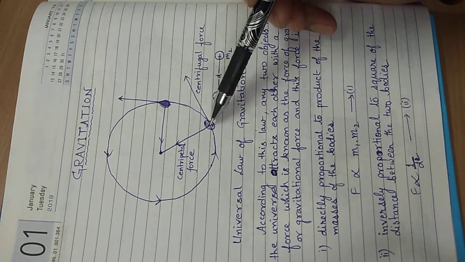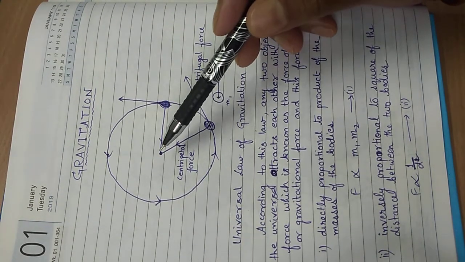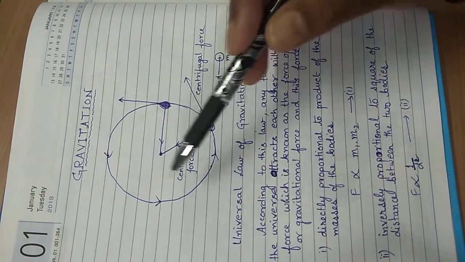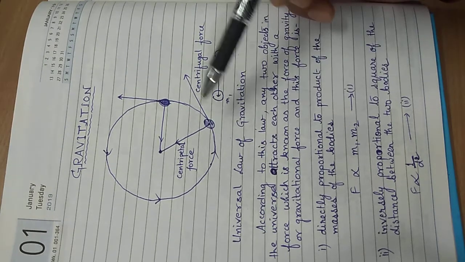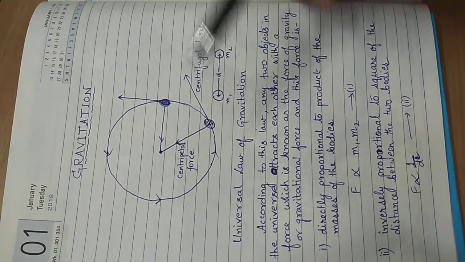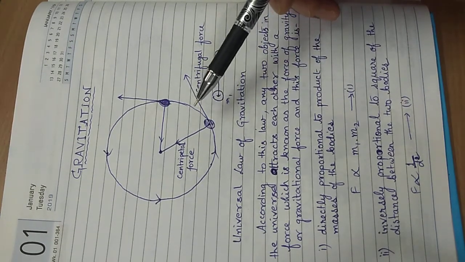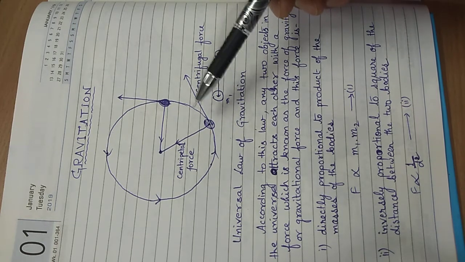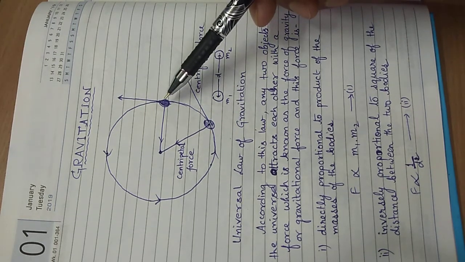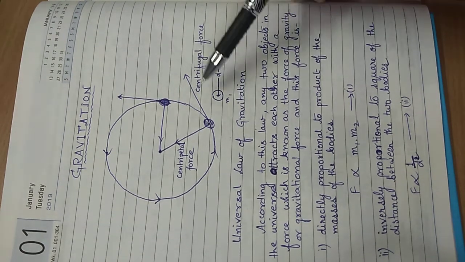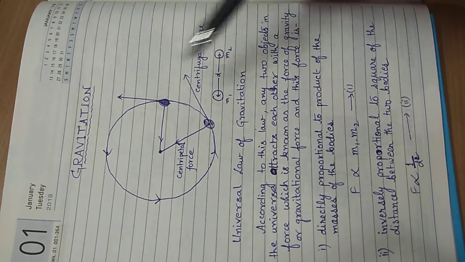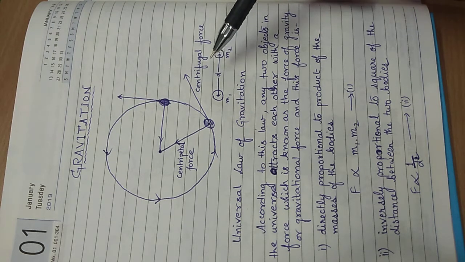Suppose there is a stone tied to a thread, and we are standing in the center, turning the stone in a circular path. Now when the stone is moving in a circular path, at any point it experiences two types of force. One force tends to throw the stone out of the circle along the tangent, and this force is called the centrifugal force.